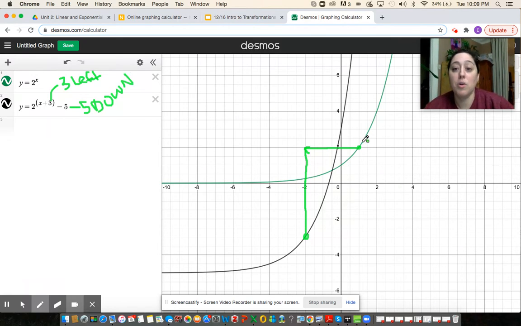Okay, so here, if I'm here, I can go 3 to the left, and remember, 2 of these boxes is 1 space. All right, 1, 2, 3. Okay, so I've done 1, 2, 3, and now 1, 2, 3, 4, 5. Okay, so 3 left, 5 down.